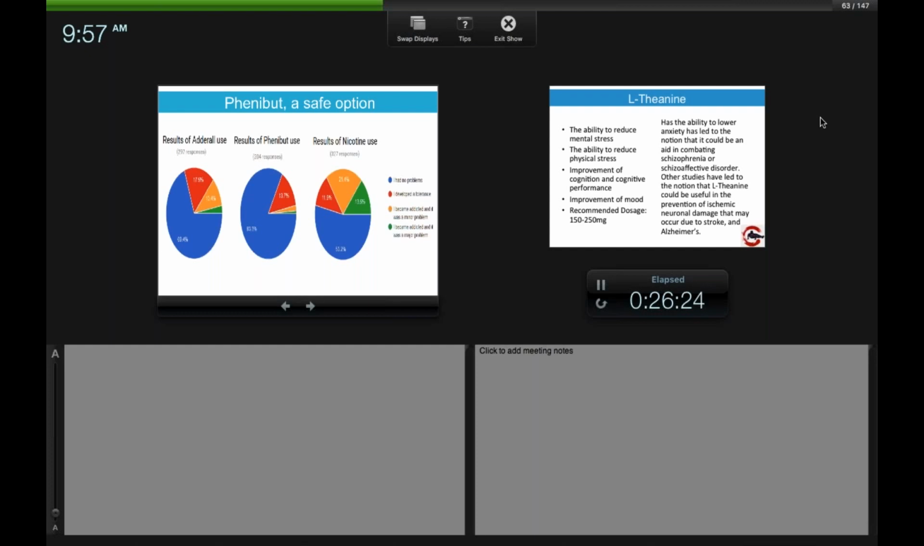They found with Adderall, 69.4% had no problems. This is a 90-day study. Fenibut, 83% had no problems. Nicotine, about half of them had no problems. Adderall, 17.5% developed a tolerance. Fenibut, 13.7% developed a tolerance. That's why you don't want to use this every day. You don't want to use any of these nootropics every day. And then nicotine, 11.9% developed a tolerance. They just didn't notice it working.